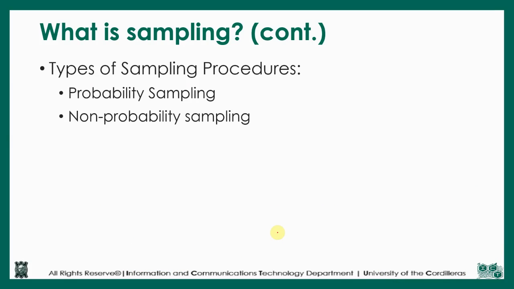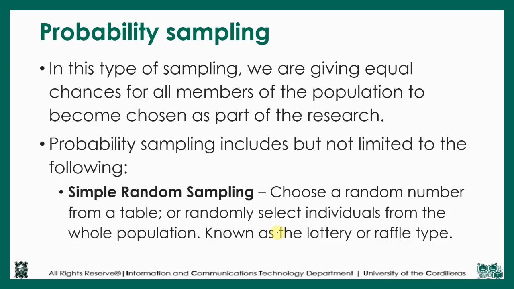So there are two types of sampling procedures. The first is probability sampling, and the second is non-probability sampling. Let's look at the first one, probability sampling. So in this type of sampling, we are giving equal chances for all members of the population to become chosen as part of the research. So probability sampling includes, but is not limited to, the following. The first is simple random sampling. Here, you simply choose a random number from a table, or randomly select an individual from the whole population, also known as the lottery or raffle type.